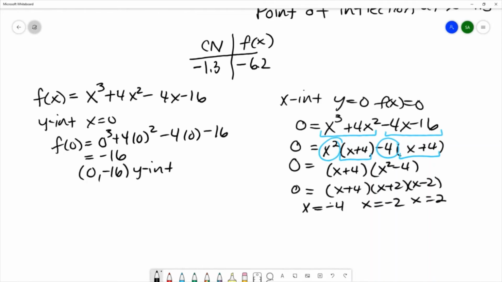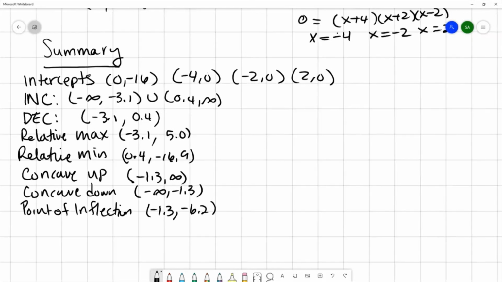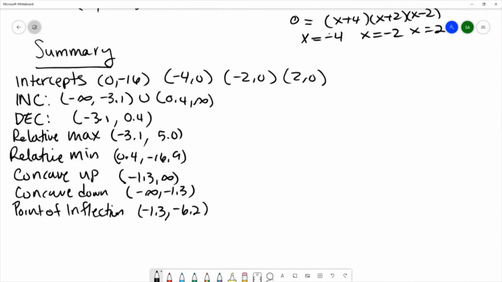All right, so I have a summary of everything that we found in this problem. We have intercepts, the increasing, decreasing, the relative extrema, the concavity, and points of inflection. We're going to use all of this when we draw our curve. But before we do that, I want to talk about some nuances of how to draw the curve in certain spots. So this relates to the concavity.